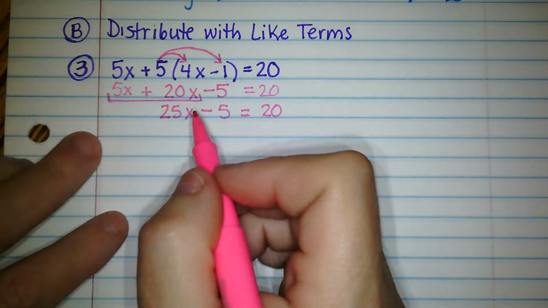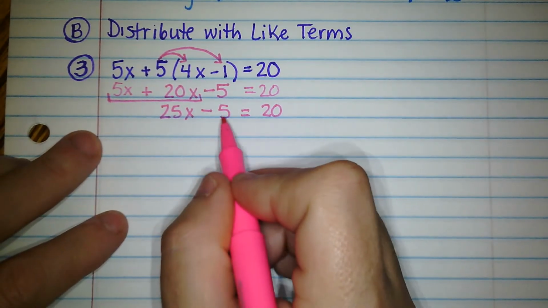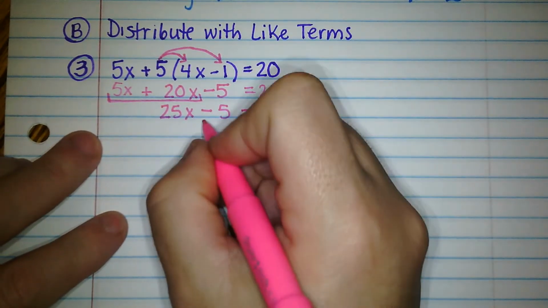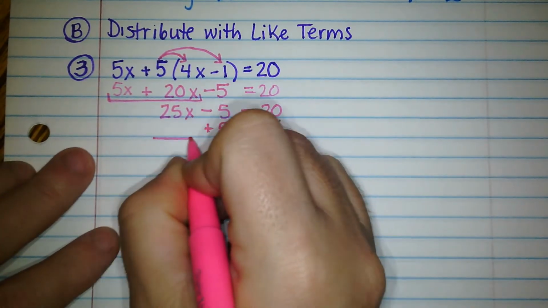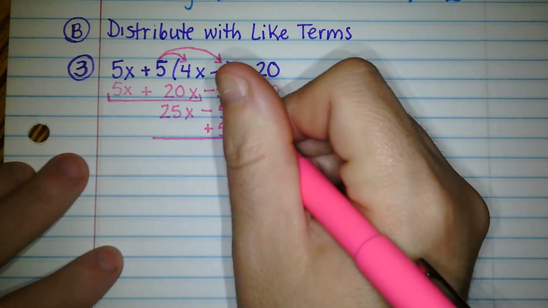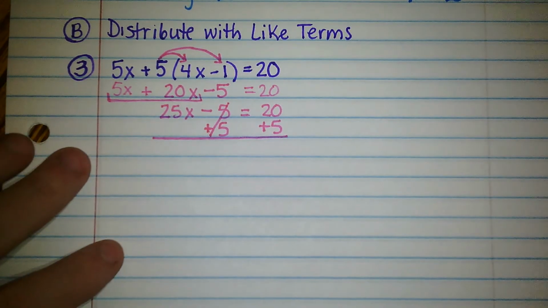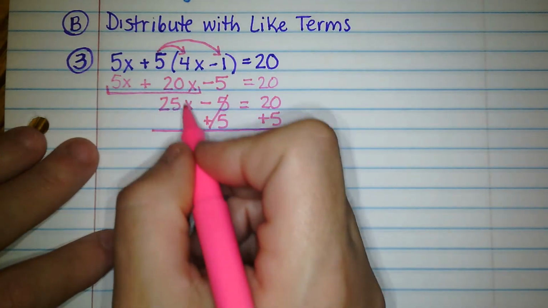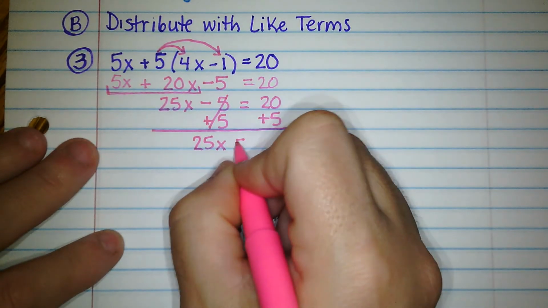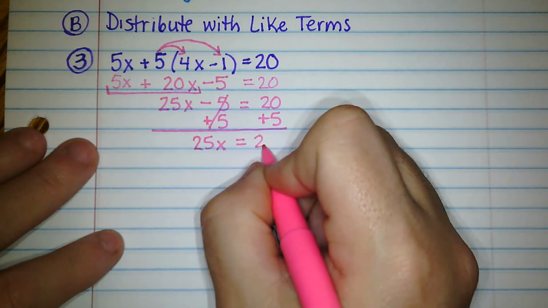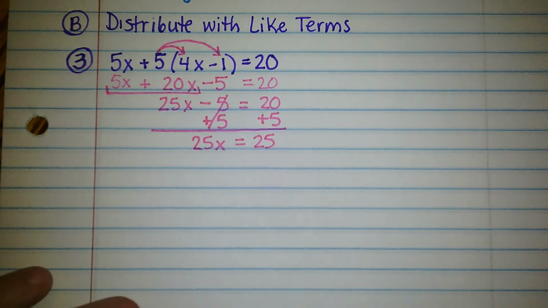Now we're at a two-step problem. We want to get our constant over to the other side of equals with his friend. So we're going to add 5 to both sides of equals. This is called the additive inverse. We're going to cross out the negative 5 and the positive 5 because that makes 0. We're going to bring down that 25x, bring down the equals, and 20 plus 5 is 25. So this is going to come out nice and pretty.